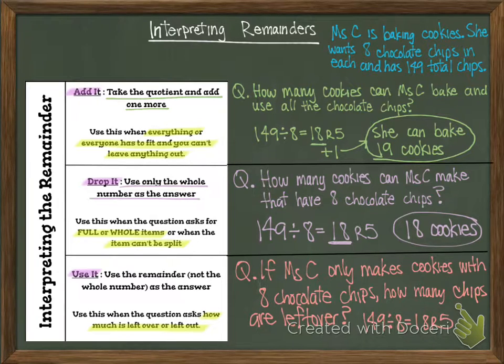It says to use the remainder and not the whole number as the answer. So our whole number is 18. Our remainder is 5. So our answer is 5 chocolate chips. That means that there are 5 chocolate chips left over after she made cookies because she doesn't have 8 to make one more cookie. So 5 chocolate chips just are sitting around, probably going to be eaten by Miss C.